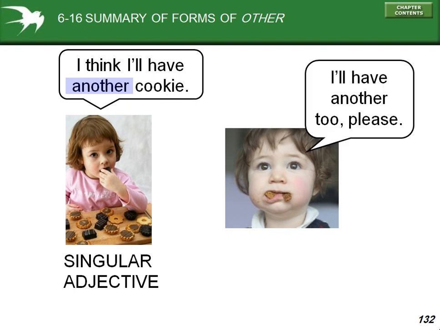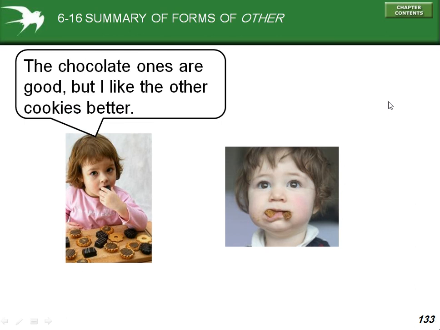I'll have another two, please. So here, this another, we do not have any noun after it, so definitely it is a singular pronoun. It functions as a pronoun. Here we have a noun after it, so it is an adjective. And in the second one, we do not have a noun after it, so that's why we call it a pronoun.